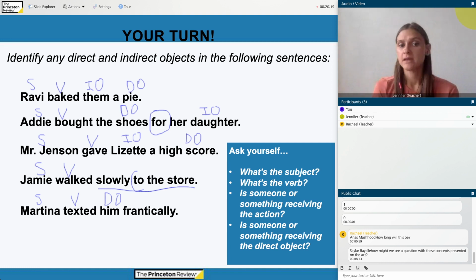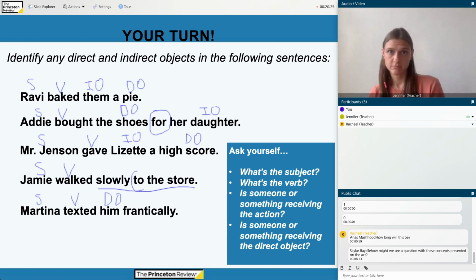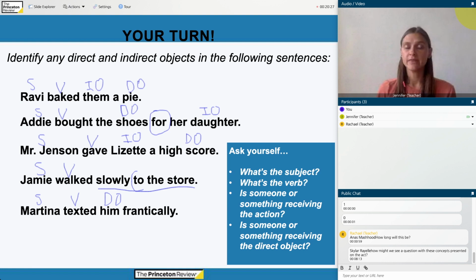You could rewrite this sentence to say, Martina texted a message to him frantically. If we'd said that, Martina and texted would still be your subject and verb, but a message would become your direct object because texted what? Texted a message, and then to or for whom, it would be to or for him.